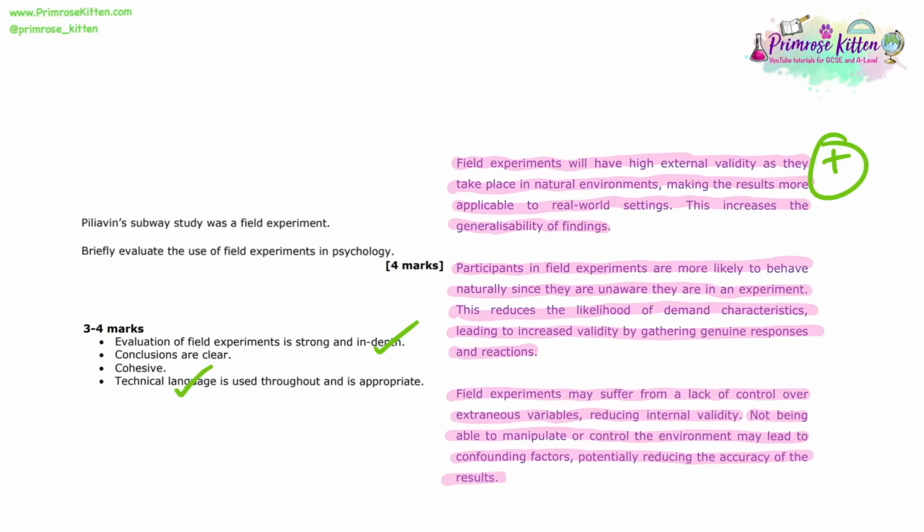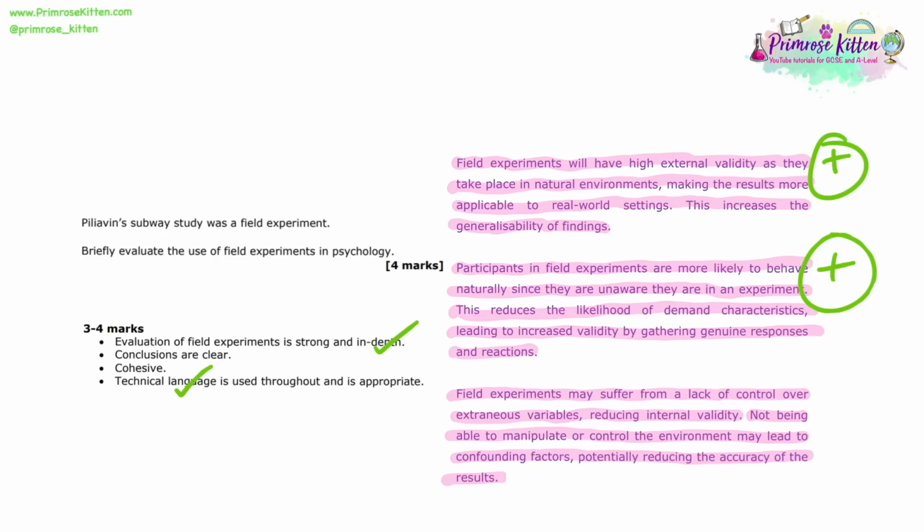Moving on to the second paragraph, the answer identifies another strength related to participant behaviour. The use of the term demand characteristics shows that technical language can be used well. The explanation of how participants are more likely to behave naturally in field experiments due to their unawareness of the study gives a clear outline of why this is a strength.